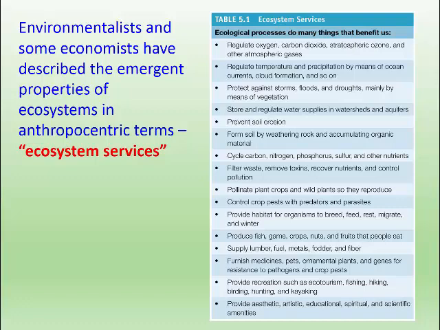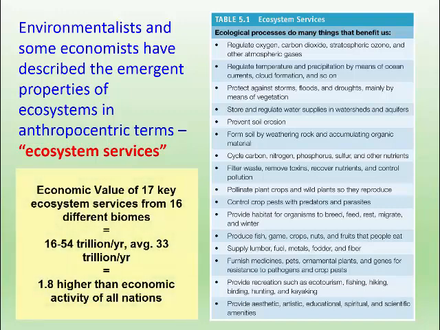A team in the 1990s estimated the value of these services, but to make the task manageable, they focused on 17 key ecosystem services from 16 different biomes. The team determined that the value of resources from these biomes ranges from $16 to $54 trillion per year, with an average of $33 trillion. This amounts to $48 trillion in 2013 dollars when adjusted for inflation. For comparison, the sum total of the gross national products of every nation in 1997 was only $18 trillion.